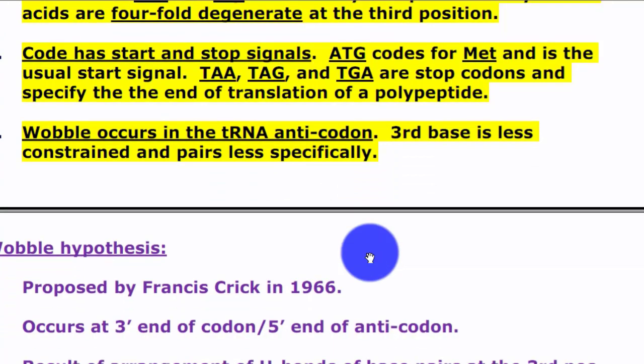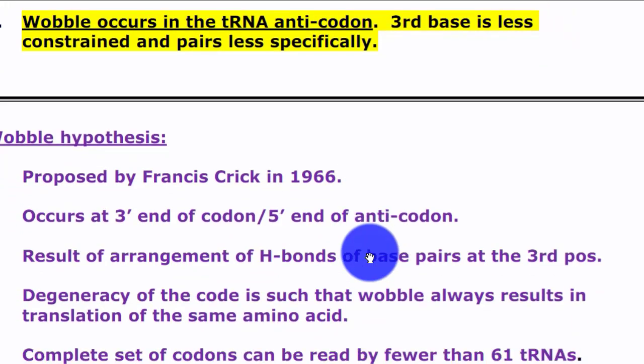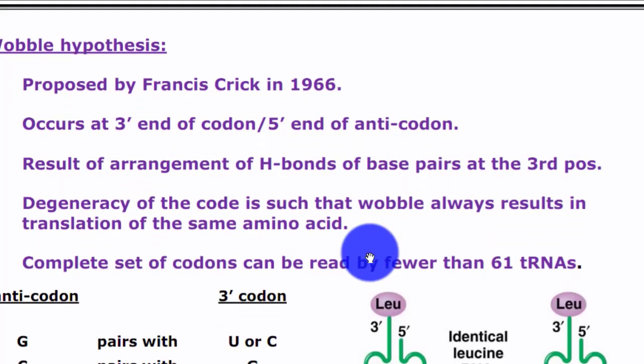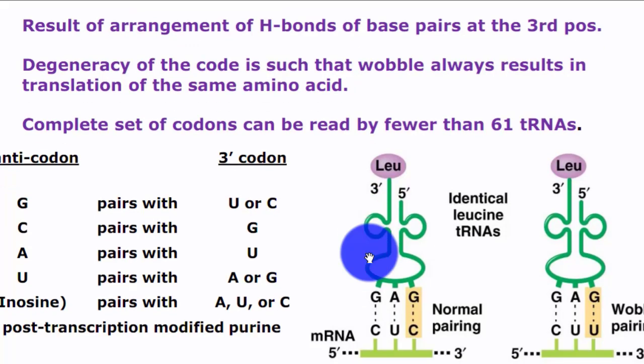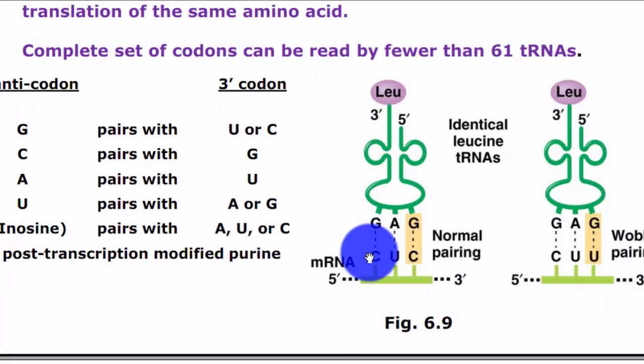What will occur in the transfer RNA anticodon? The third base is less constrained and barely specific. The wobble hypothesis, proposed by Francis Crick in 1966, occurs at the 3' end of the codon and 5' end of the anticodon, as a result of rearrangement of each bond of base pair at the third position. Degeneracy of codons with wobble always results in translation of the same amino acid. The complete set of codons can be read by fewer than 61 transfer RNAs.